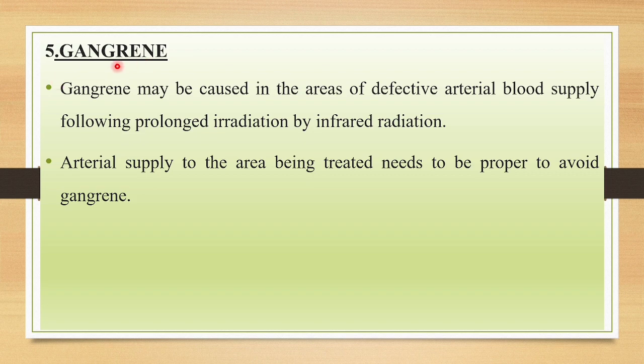The next danger includes gangrene. Gangrene may be caused in areas of defective arterial blood supply following prolonged irradiation by infrared radiations. Arterial supply of blood to the area being treated needs to be proper to avoid gangrene.